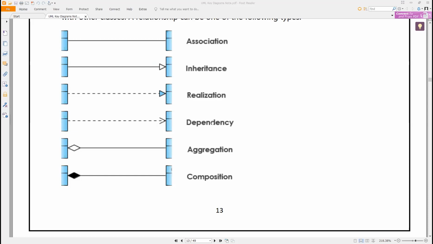So we have another one, which is like a dependence. When a class depends on another class, this relationship will be denoted by a dashed line with an open arrow. Then the last ones are very important. So this is what you call aggregation and composition. So did anyone learn about aggregation and decomposition before? Aggregation and decomposition. Anyone?